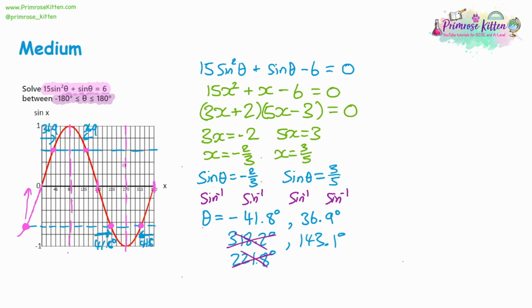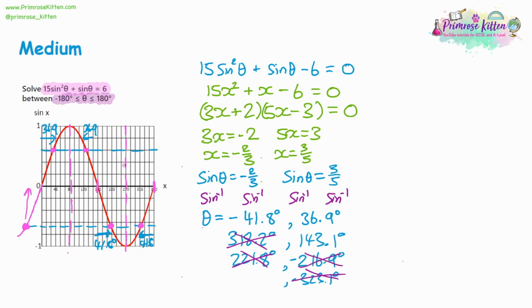Now, again, taking a sine curve repeated at 360 degrees, we can take 360 from our existing answers. So if we take 143.1, we can take 360 from that and get another answer. And that's going to give us negative 216.9 degrees. You can also take the 36.9 and take 360 from that, and that will get us negative 323.1 degrees. So we can see these numbers are too large. They're going to be outside the 180 range that we're allowed. So we don't want those. So we can just cross them out.